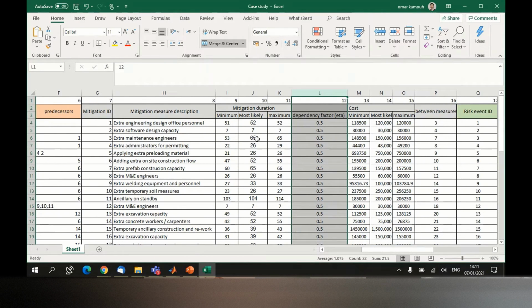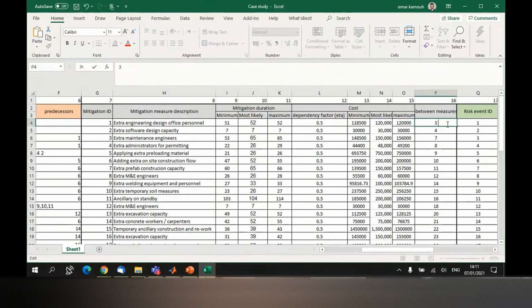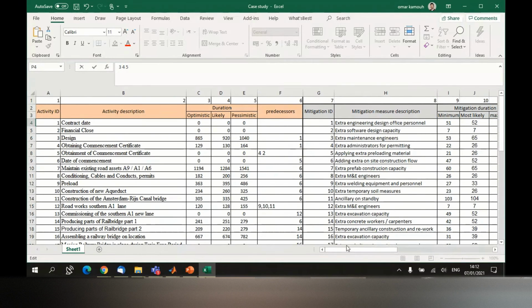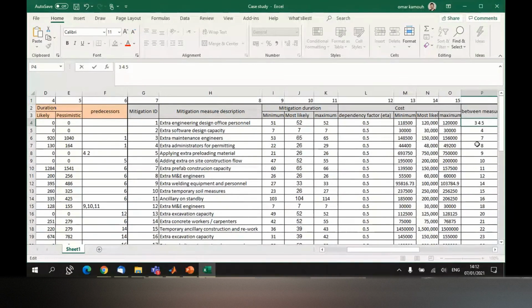So the important piece is that you define 3 durations, 3 costs, and the activity that is affected by this mitigation measure. If you have a mitigation measure that reduces the duration of multiple activities, then you can insert multiple activities here, like 3 and 4, or 3 and 4 and 5. This means that if you implement this mitigation measure, you're going to reduce the duration of activity number 3, number 4, and number 5. In our case, I will keep it to 3.